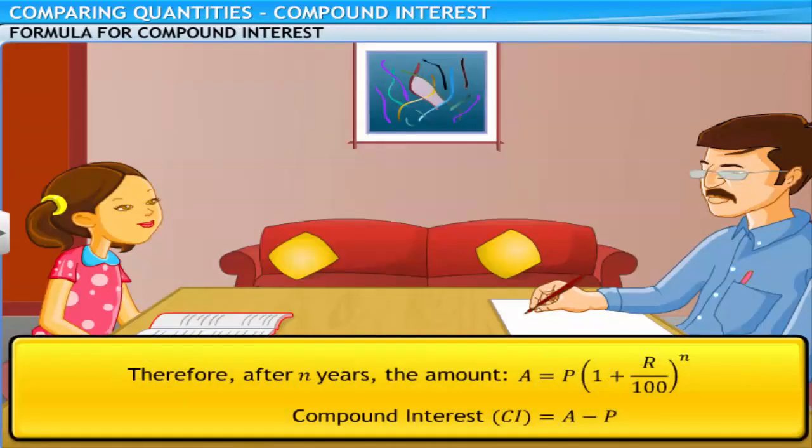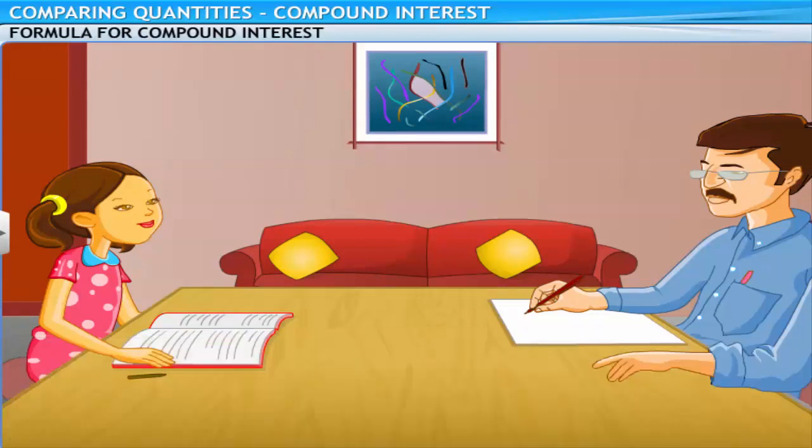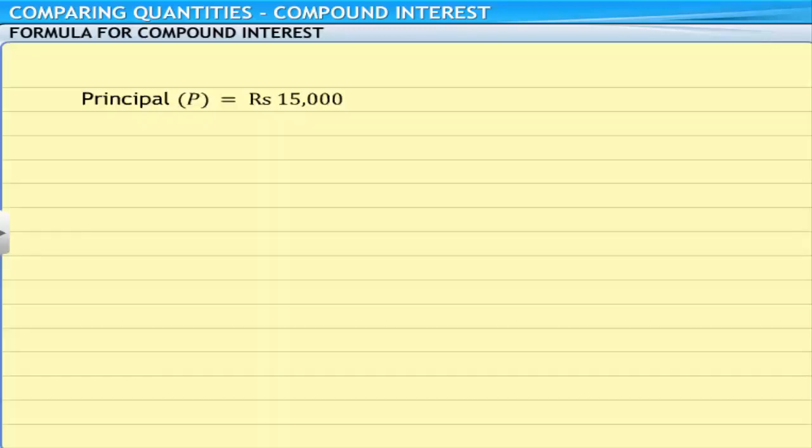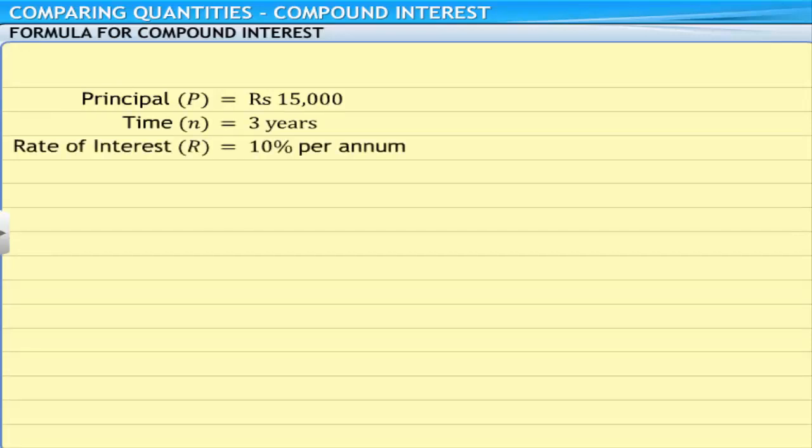The compound interest earned will be amount A minus principal P. Can you now apply this formula directly to find the interest you will get on your investment? Let me try. Principal is rupees 15,000, time period is 3 years, and rate of interest is 10% per annum.